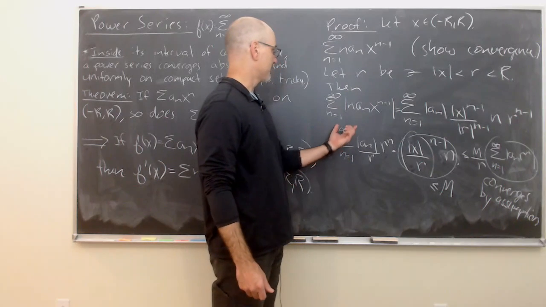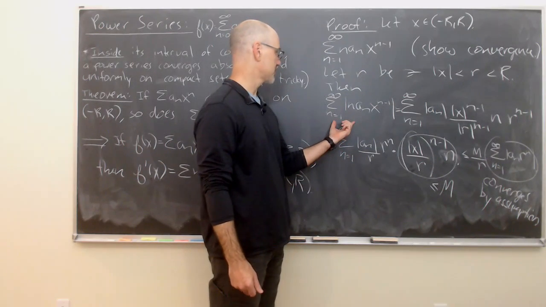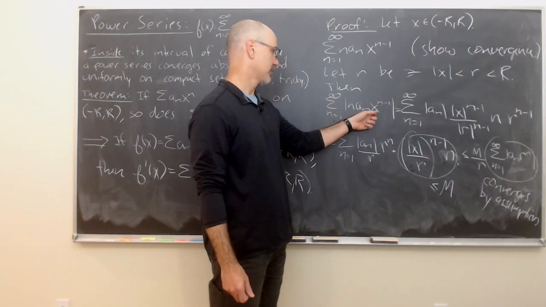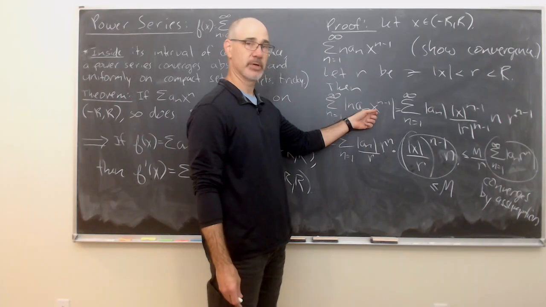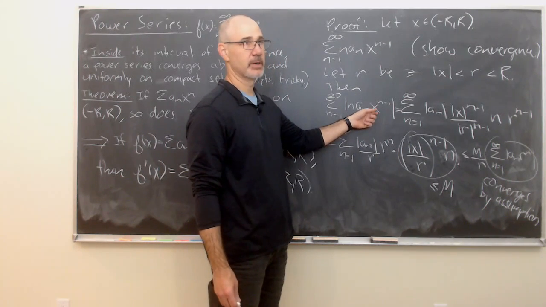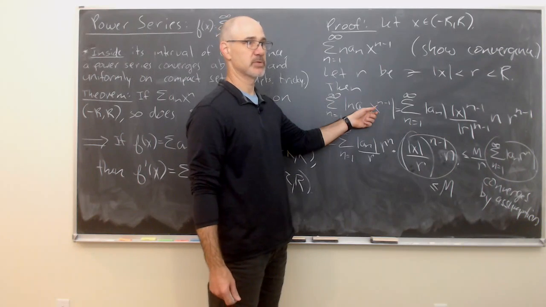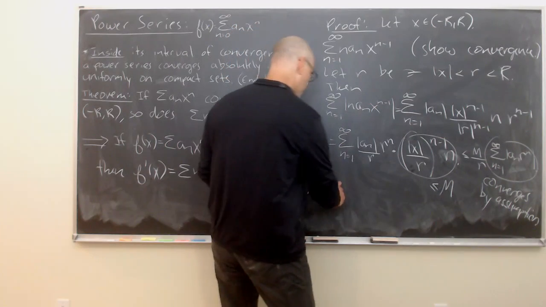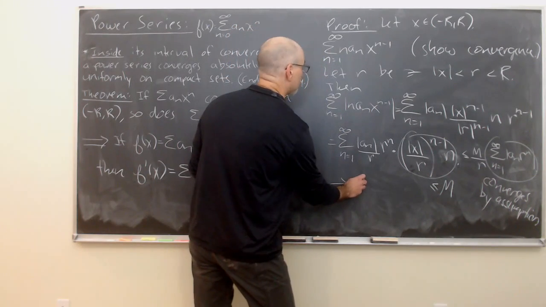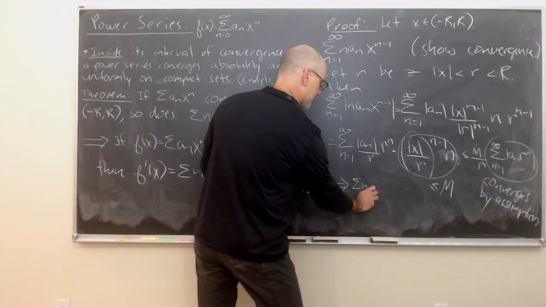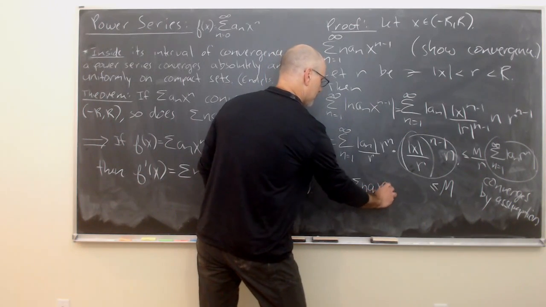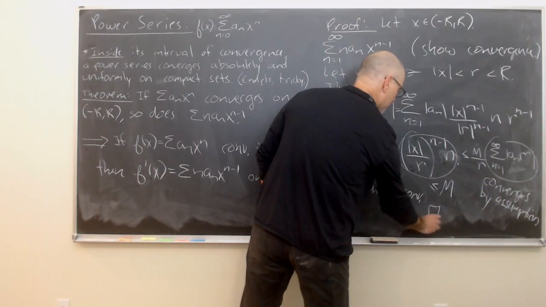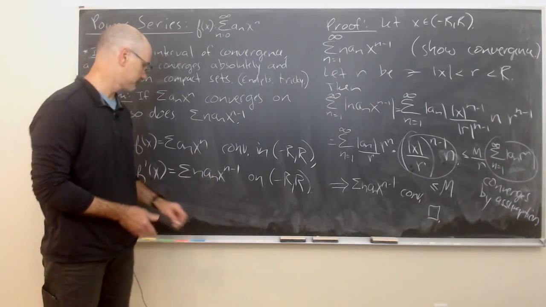And that means by comparison, our original series also converges absolutely, and because it converges absolutely, it converges at the point x. So that basically completes the proof that a series of derivatives converges in the same interval as the original power series. So this all implies that the sum of n a_n x to the n minus 1 converges, and that's the end of the proof.